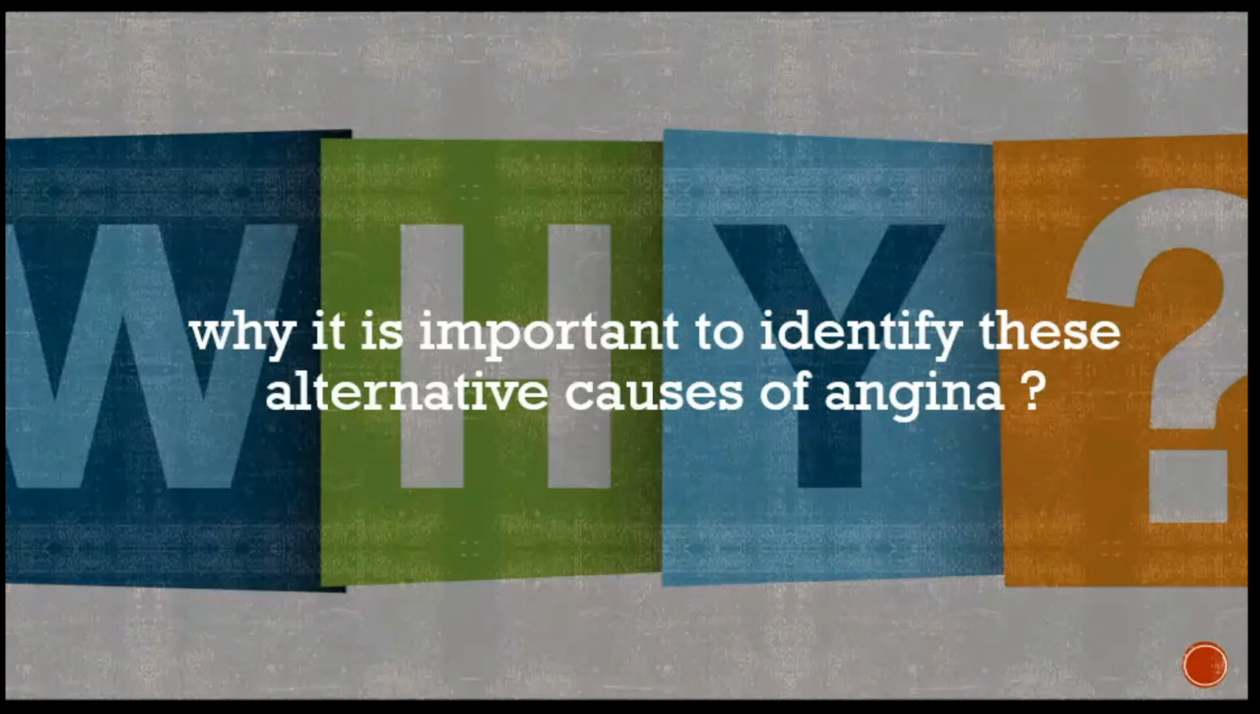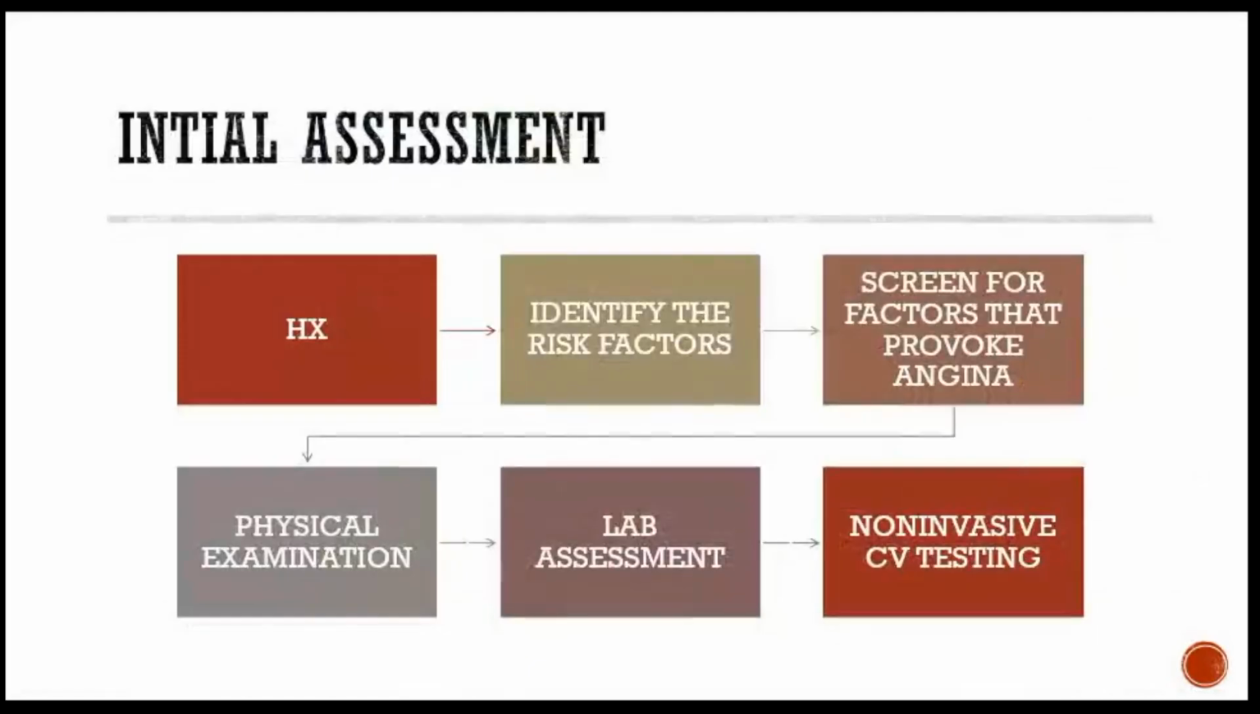Okay. So again, initial assessment includes we take the history, we identify the risk factors, we screen for the factors that provoke the angina, which we already discussed. Then we do the physical examination. So physical examination usually involves we take the heart rate, and the physician checks the blood pressure.